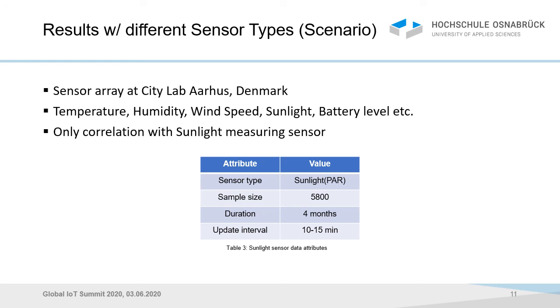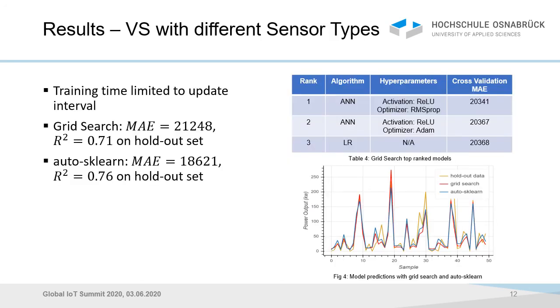The sensors here can measure different quantities like temperature, humidity, wind speed, and sunlight, among others. Not surprisingly, the only correlated sensor in this case was the sunlight sensor. In the table, you can see some properties of the acquired sensor data. On the top right corner, you can see results from grid search. In this experiment, AutoScalan outperforms grid search by quite a bit.